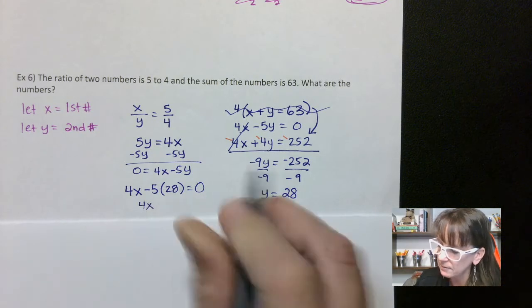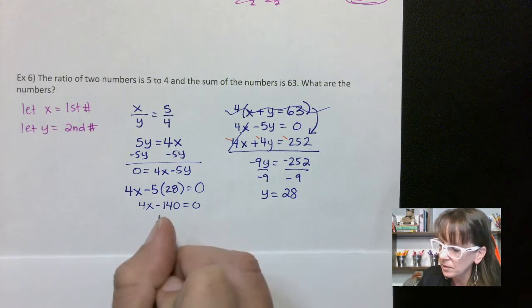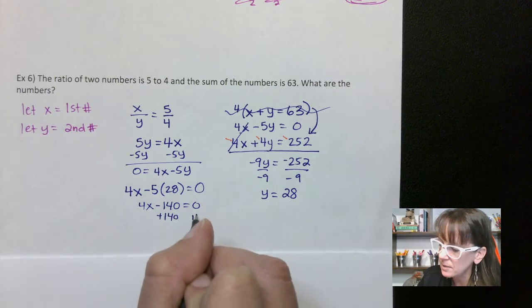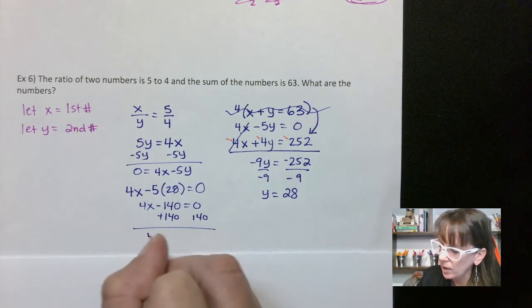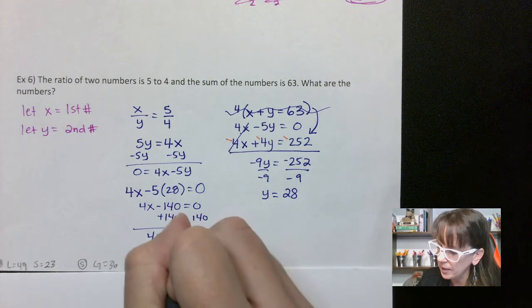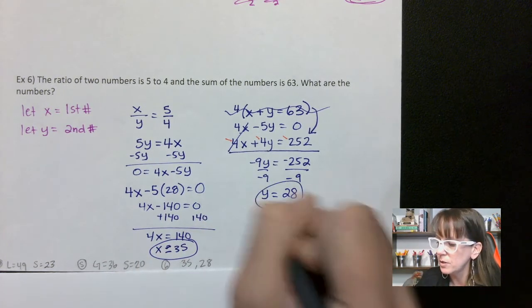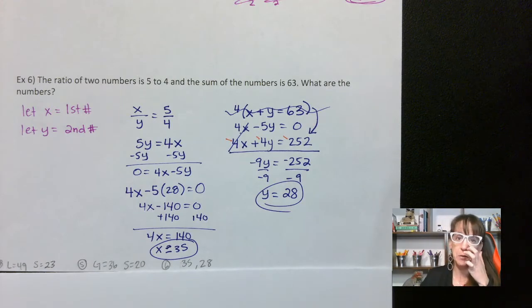So 4x minus 140 equals 0. Let's add 140 to both sides, and we get 4x equals 140. Divide that by 4, we end up with x equals 35. X equals 35. So our two numbers are 28 and 35.